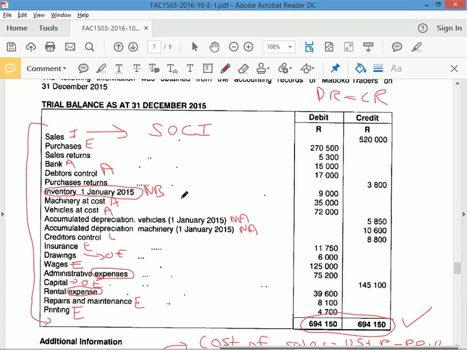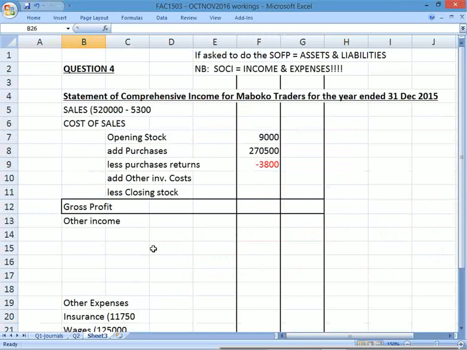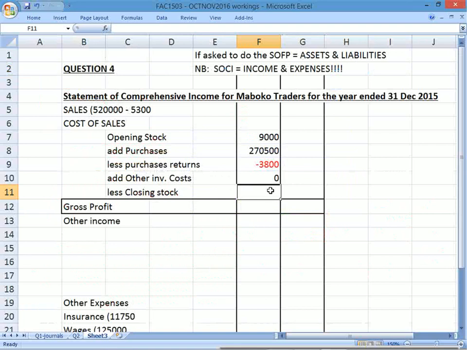Right, so now I've looked at the trial balance. All I need to do now is do some additional information. Point number A, I can say thank you very much for telling me this is periodic. I knew already because I saw the word purchases, but that helps. So what can I do here? Work out your cost of sales. There are no other costs. Closing stock I need. There's the closing stock. So I'm going to tick number C, 18,000. 18,000 goes here.